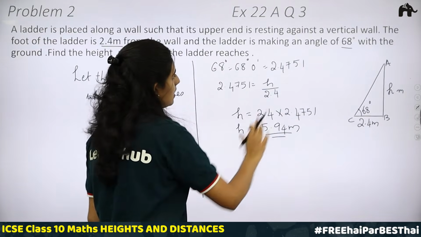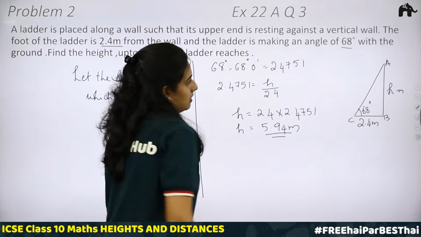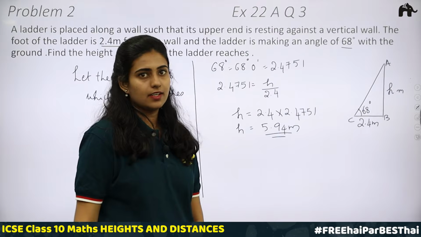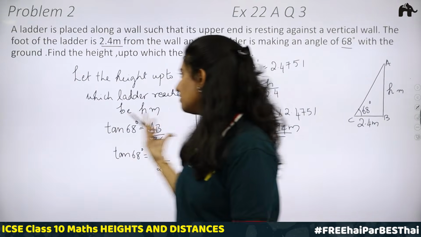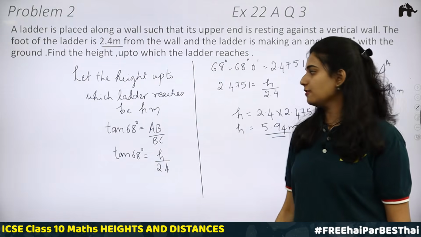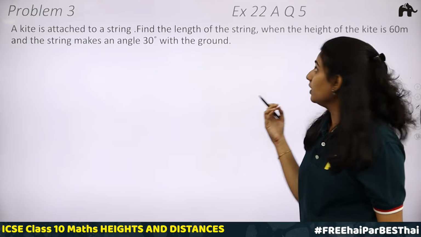So, the required height at which the ladder reaches on the wall will be equal to 5.94 meters. Clear? So, in this case, we have used the natural tangents to find the value of tan 68 degrees. Next, problem number 3, question 5 of exercise 22A.